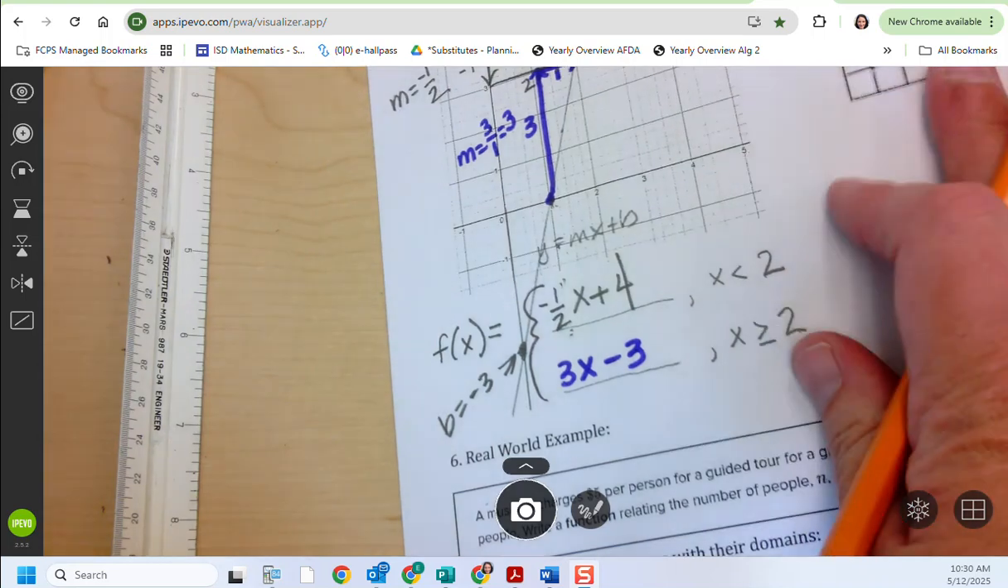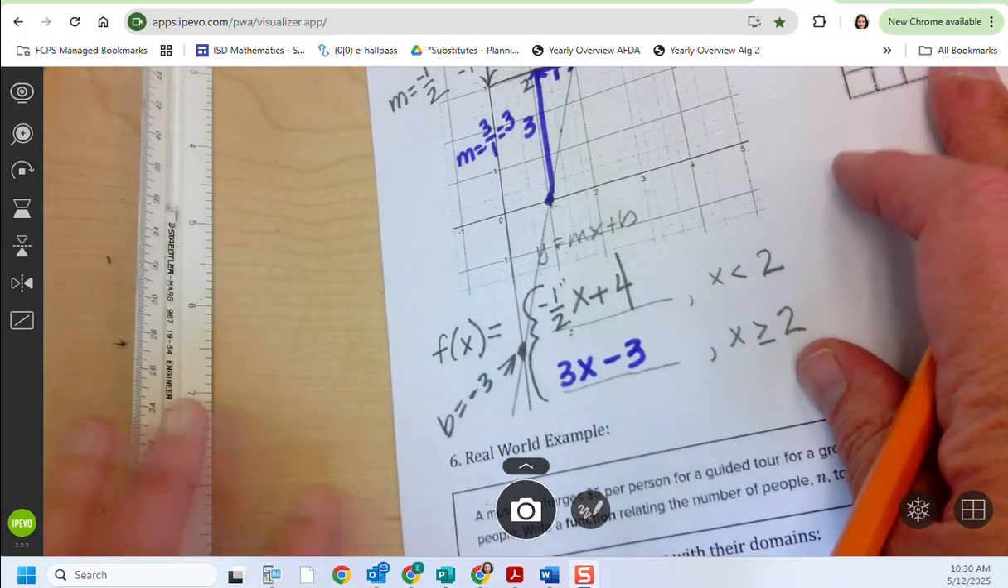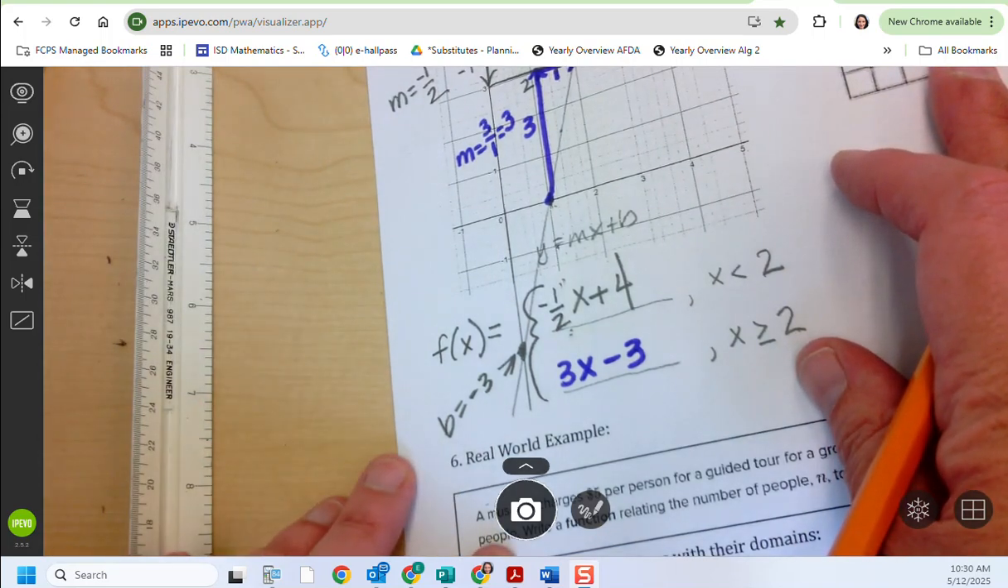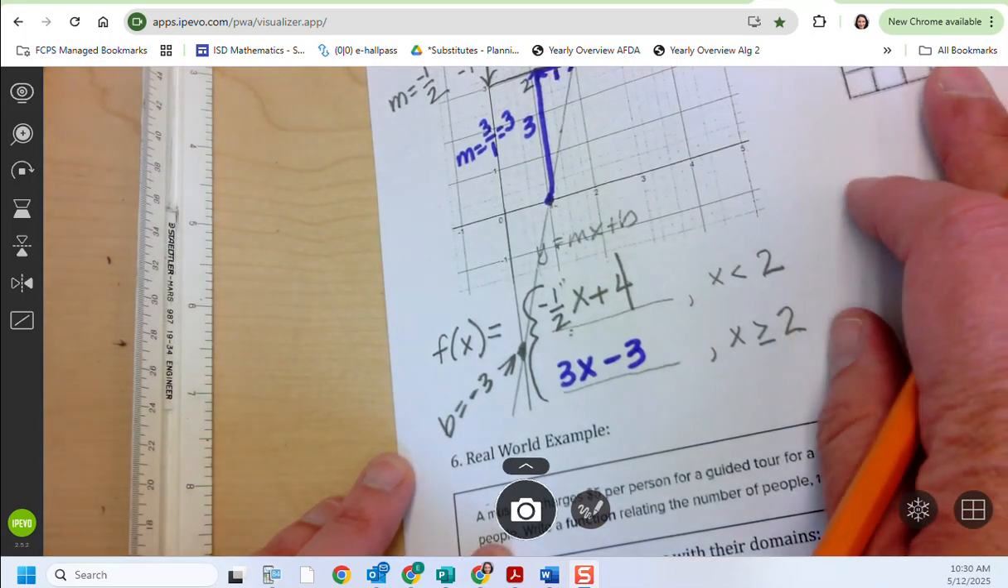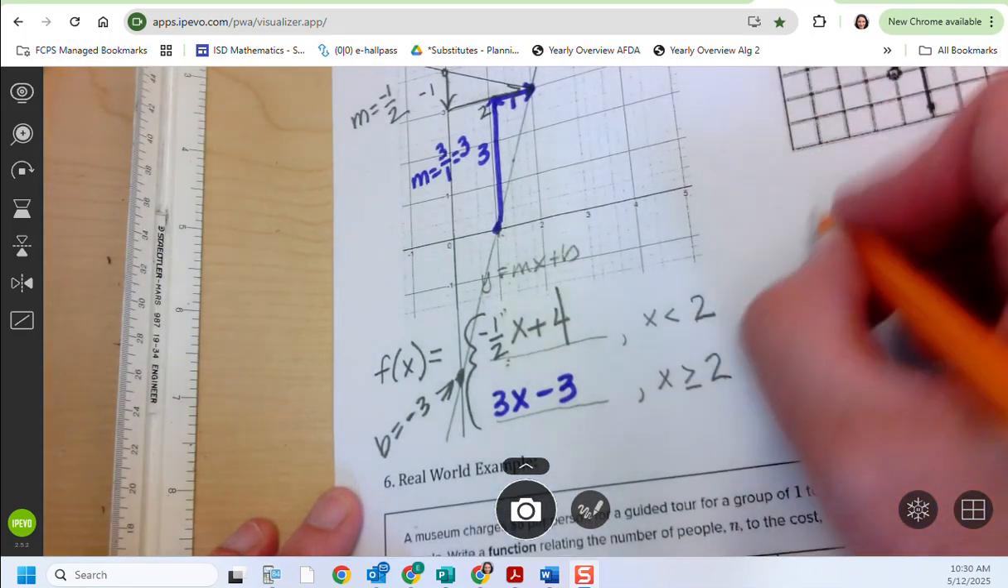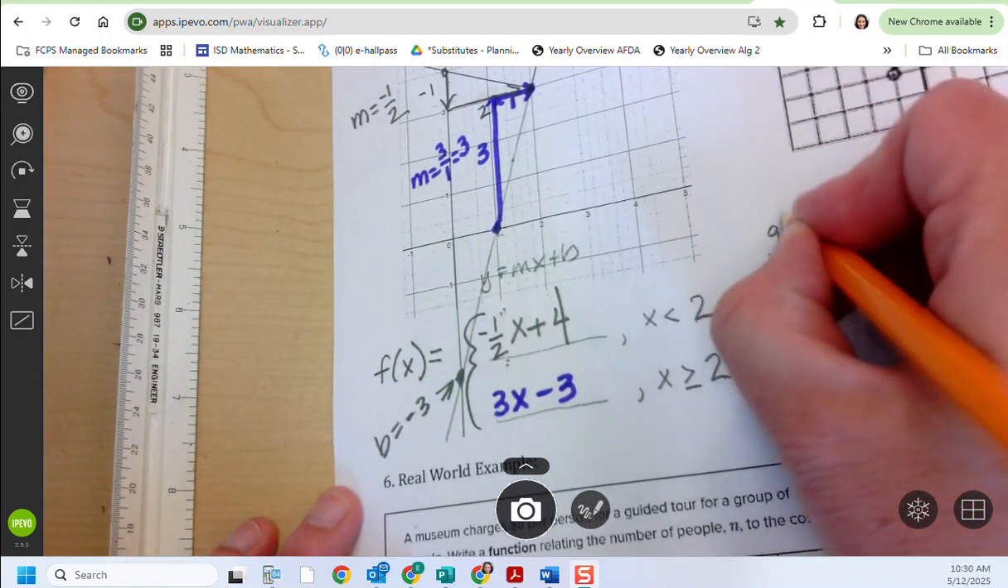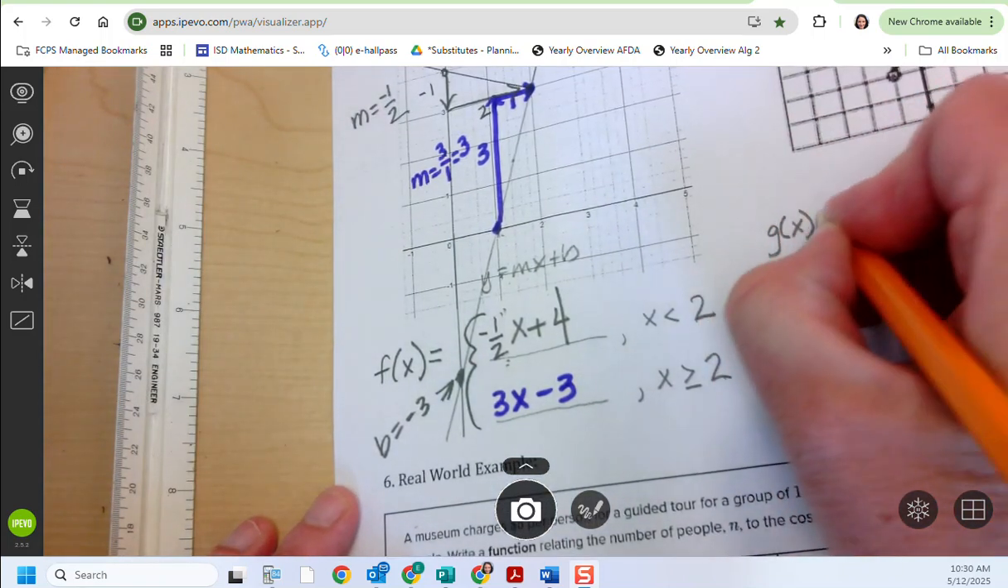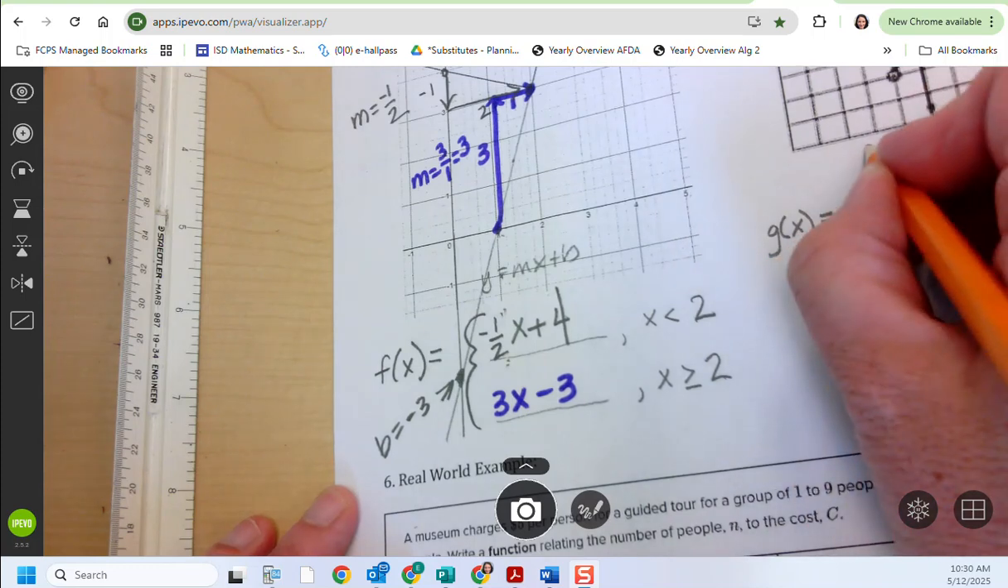Okay, for number 5, I'm going to put the structure up, and you guys are going to figure it out. Okay? I'll call this one g of x, just so it has a different name from f of x. Remember that instead of y, you could have g of x or f of x, or h of x sometimes.